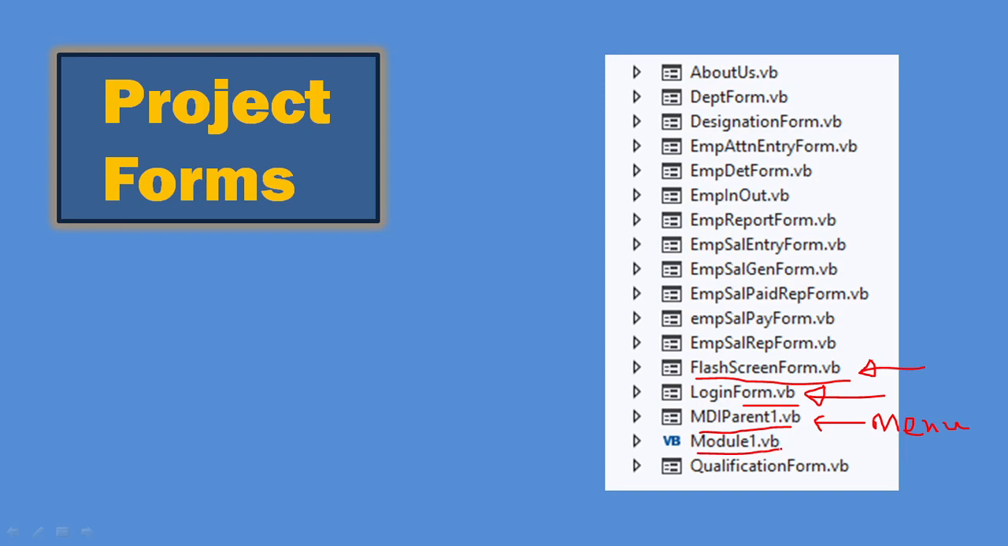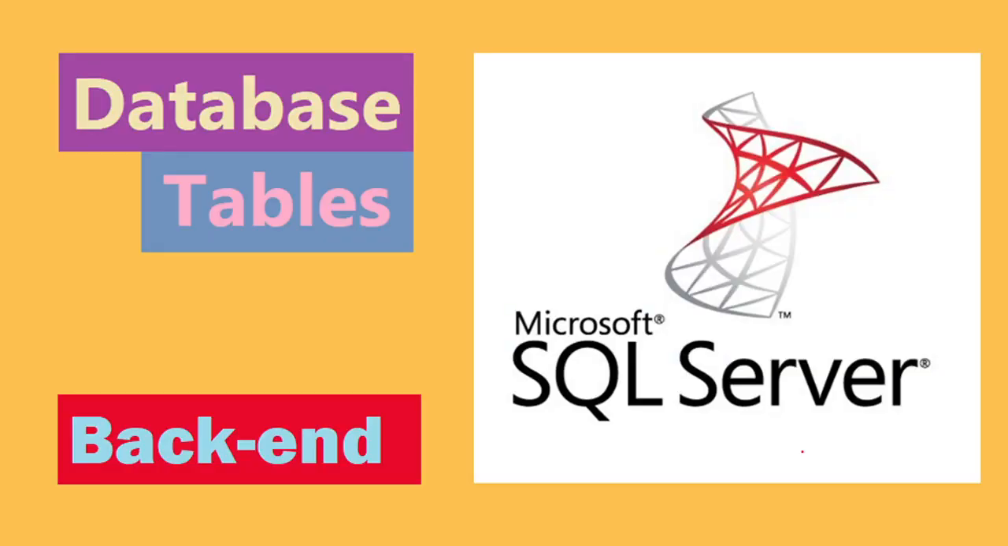And then one more is a module. A module won't have a design window, it has only a code window. Here you can declare global variables, functions, and procedures. For that purpose, we are going to use the module. The rest of the forms I'll explain in the next slides.